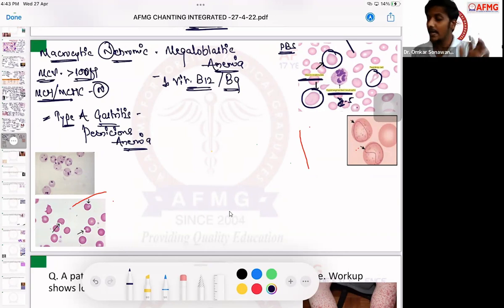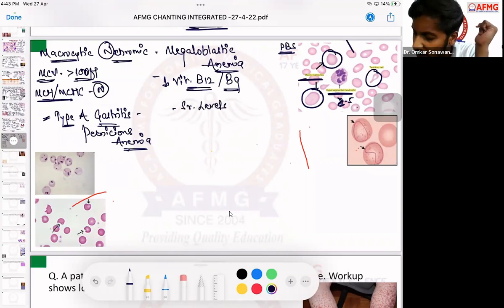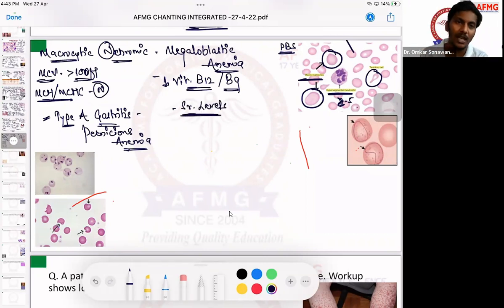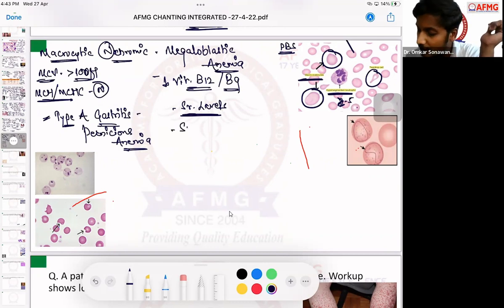No issues with this. Now, for diagnosis, a peripheral blood smear would be done. Definitely MCV and MCH concentrations would be checked. Apart from that, we need to confirm our diagnosis, so we can check serum levels of both of these vitamins: vitamin B12, cobalamin, or vitamin B9, that is folic acid.